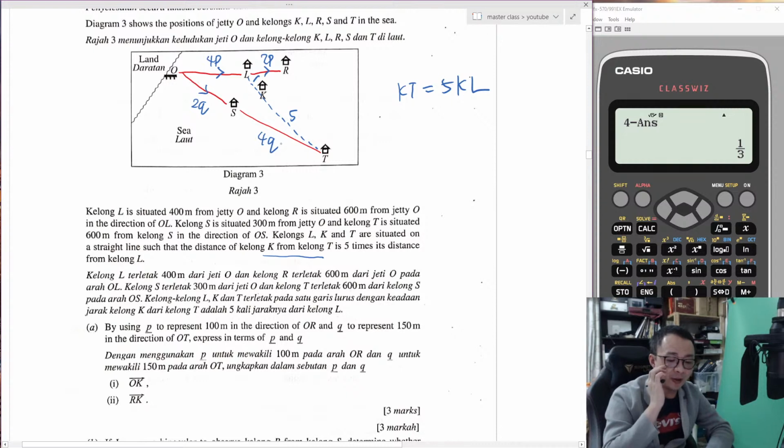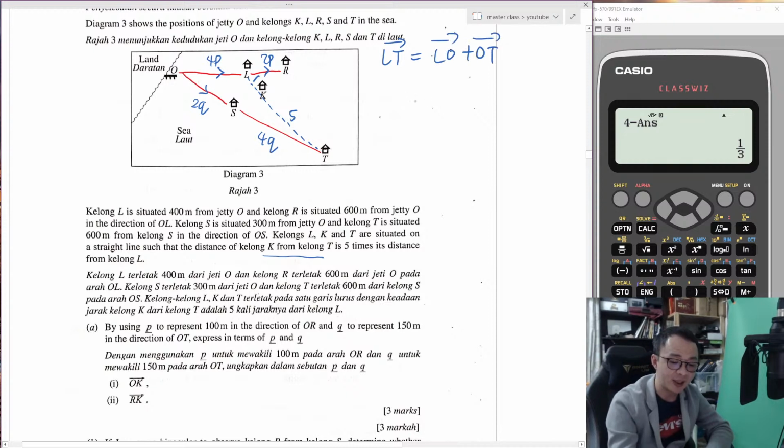Then what I want to do now is maybe I can use it to find something like LT, since I have a triangle. So LT is LO plus OT. You can see what happened: from L to O is the opposite direction, so it will be negative 4p. And then OT is just plus 6q. Okay, we might need to use it later.